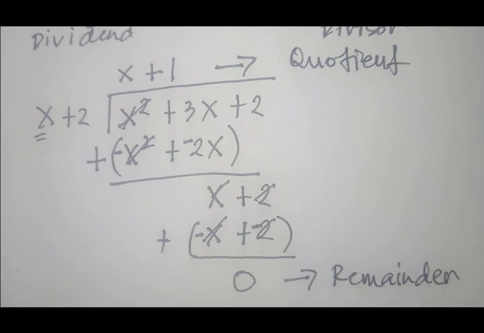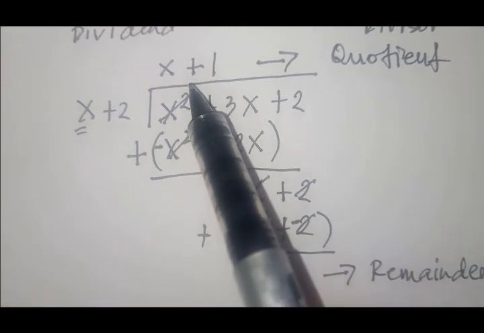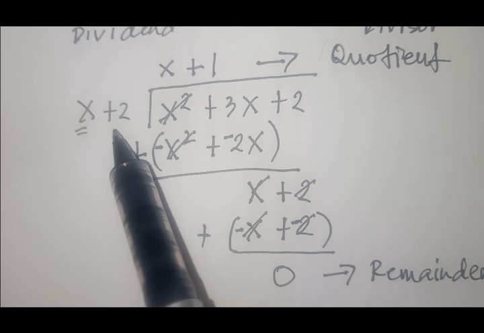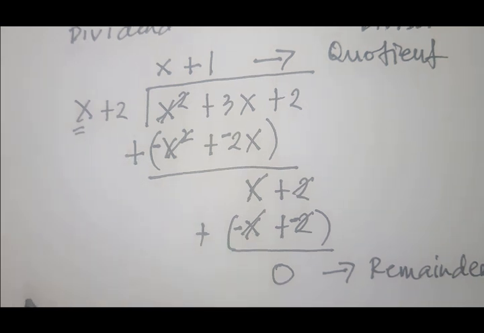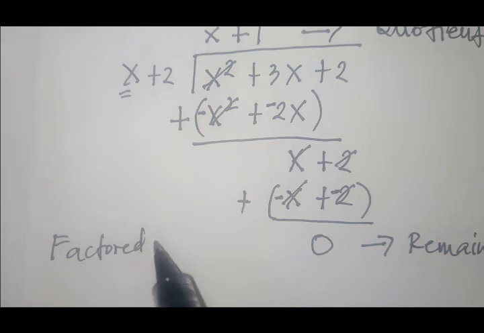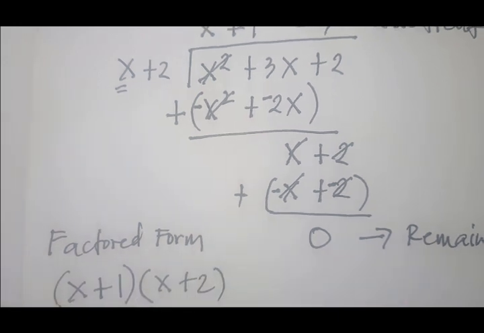Now, how about the factored form? The factored form is your quotient and your divisor. So, the factored form, okay, set natin. We have factored form here. Will be, we have the quotient, which is x plus 1, and the divisor, which is x plus 2. Okay?